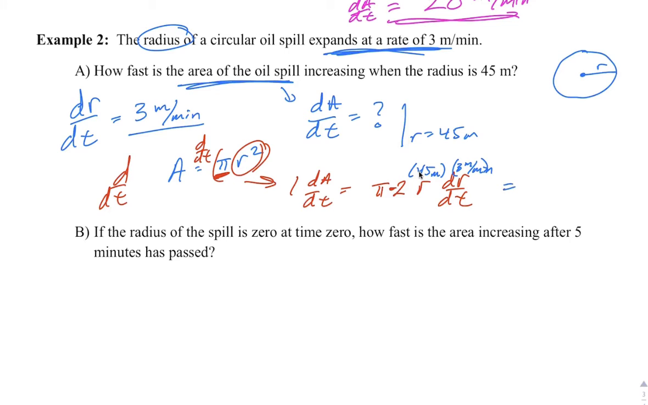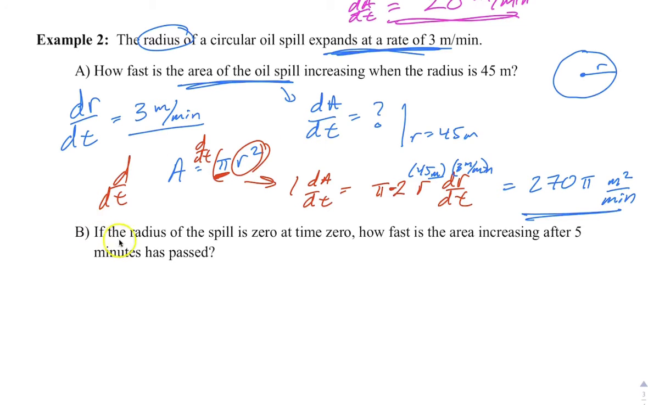If you multiply it all together, I get 45 times 2 is 90. 90 times 3 is 270 pi. And then look at our units: meters and meters per minute. So meters squared per minute. That's how fast my area is increasing. So every minute, it's increasing by 270 pi meters squared, which is pretty fast. Pretty big. So that's the first problem.